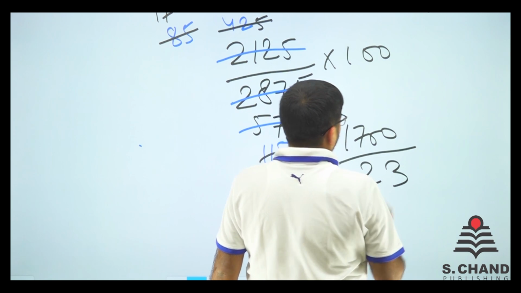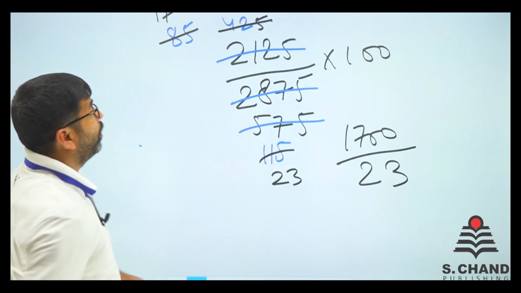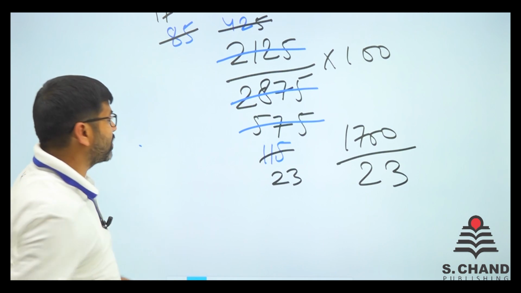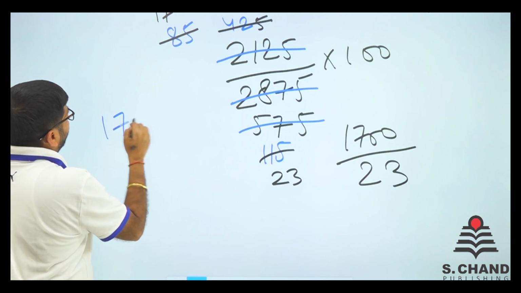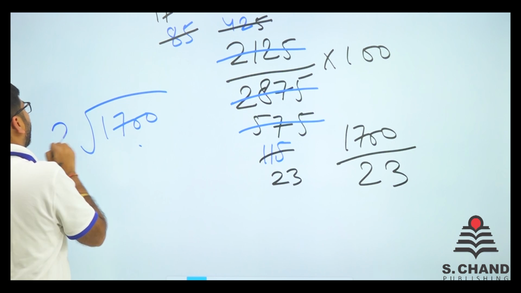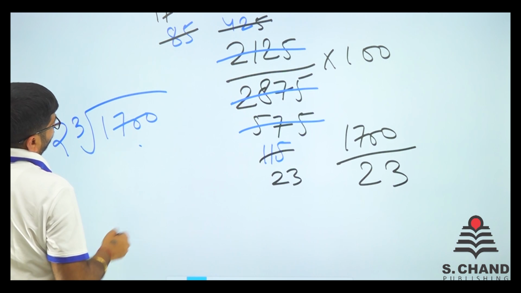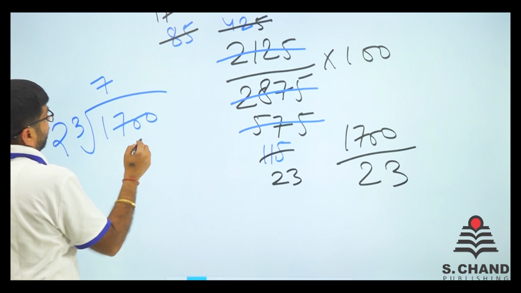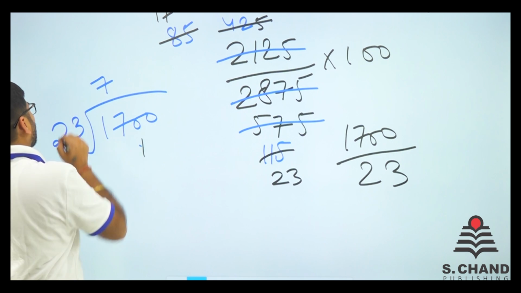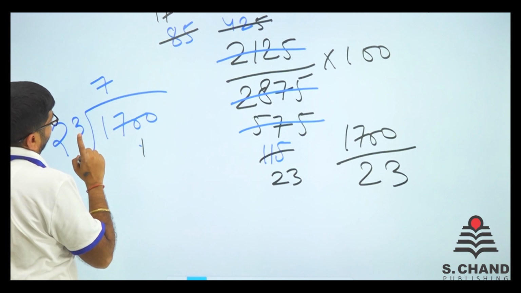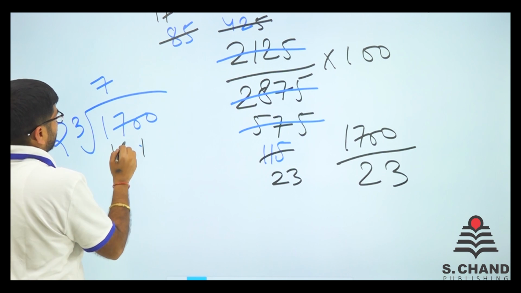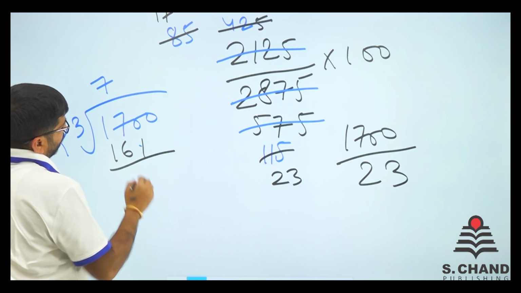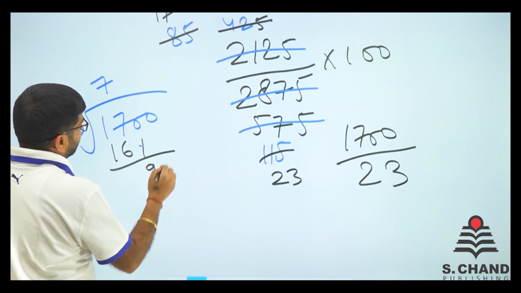divided by 23. So let's calculate this now because up to 2 digits is asked in the question. So it's like 1700 divided by 23. So what will we do? Approximately 7 times. 7 3s are 21, 7 2s are 14 and 2, 16, 161. So we are left with 90.